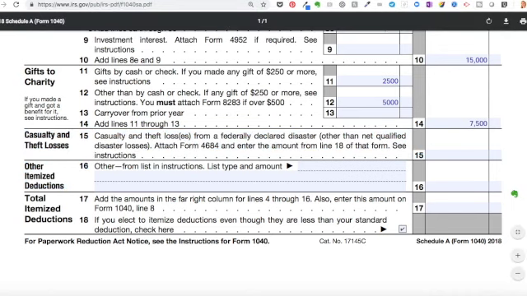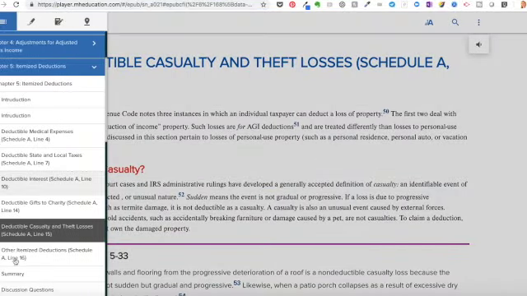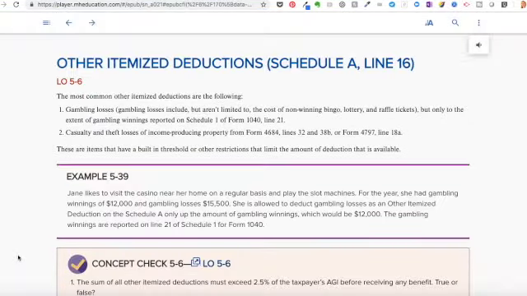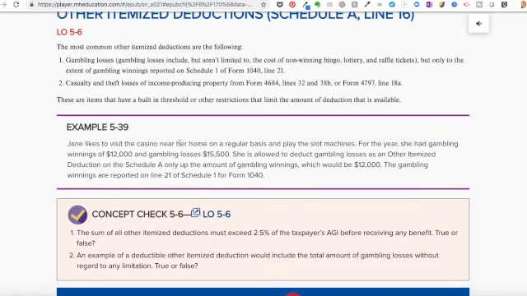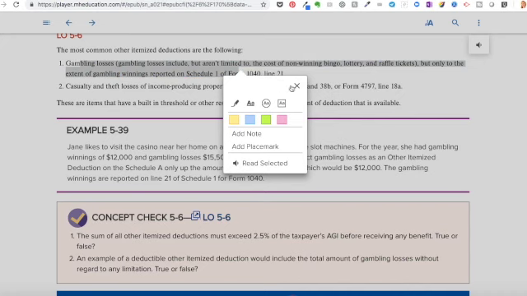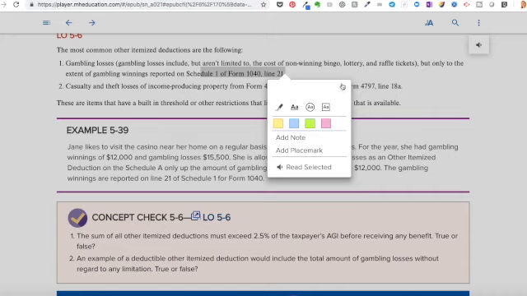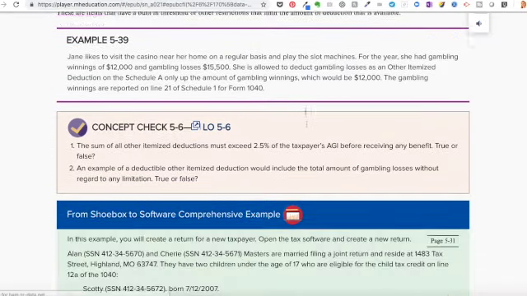Okay, and then our last section is other itemized deductions, which I believe includes hobby losses, gambling losses, and casualty and theft of income-producing property. So you can only deduct gambling losses to the extent of gambling winnings, which are reported on Schedule 1, line 21, other income. You might remember that.